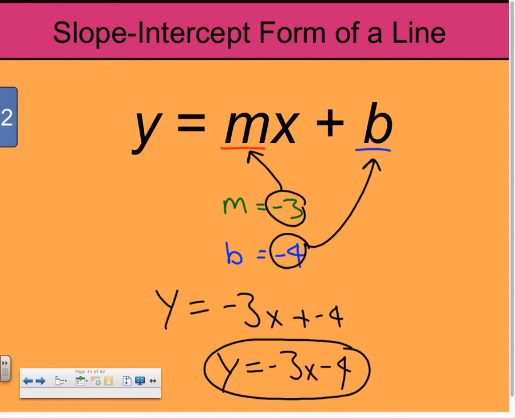Okay, so let's break it down. They tell us what the slope is. We put it in for m, or put it in as the coefficient. They tell us what the y-intercept is. We plug it in the place of b. All right, let's try another example.